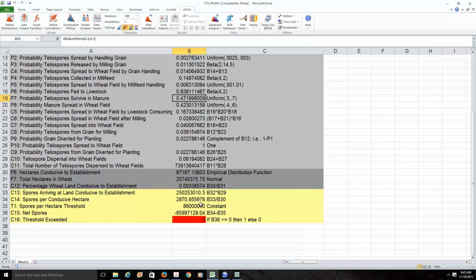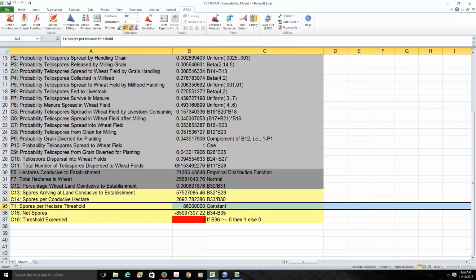I will add one postscript to this story. There was a lot of scrutiny of all these numbers that are changing. Notice the one number that does not change is this 86 million. When we began this risk assessment, we made a pile of things that we know. We made a pile of things that we didn't know. In the pile of things we didn't know was this number here. How many spores are required for TCK to become established? Without that number, there was no way to do risk assessment.